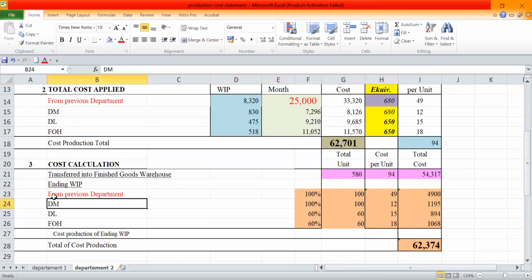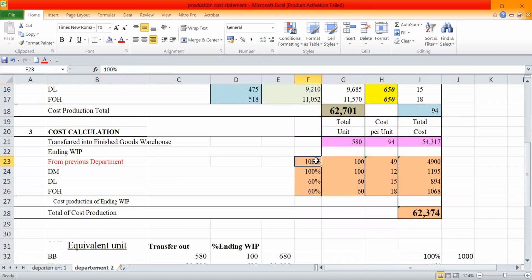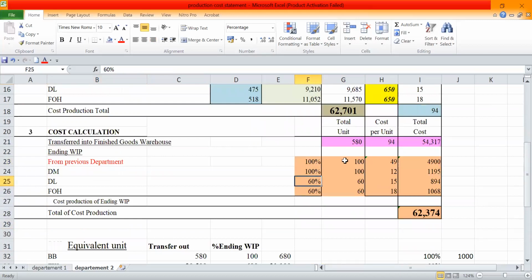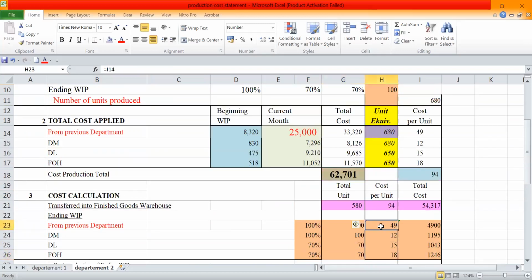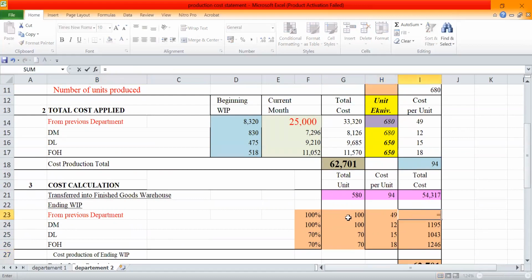Okay, so don't forget again, there is an ending work in process from the previous department. I highlighted it in red color so that you are aware that this is the difference between the second and the first production cost statement. So this is the ending. I think this is not the 60, but 70, right? So the cost per unit, we get the information from here. Previous department, direct material, direct labor, and factory overhead. So this is multiplied with these two columns.